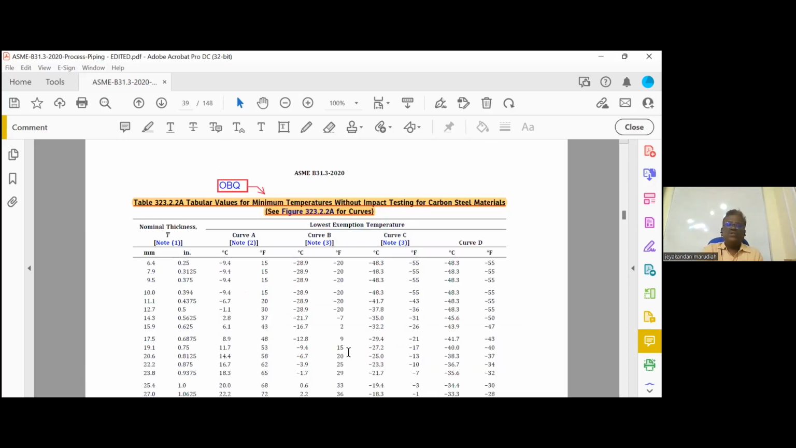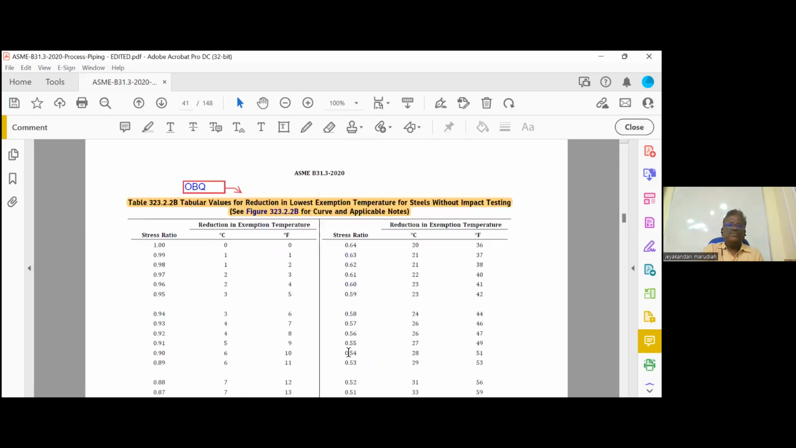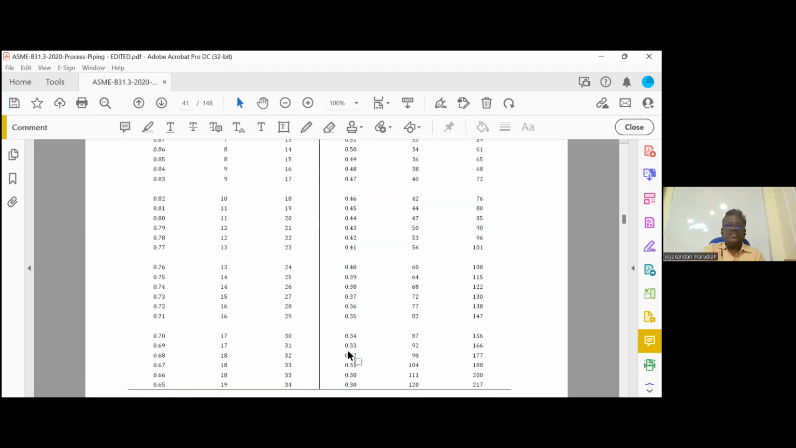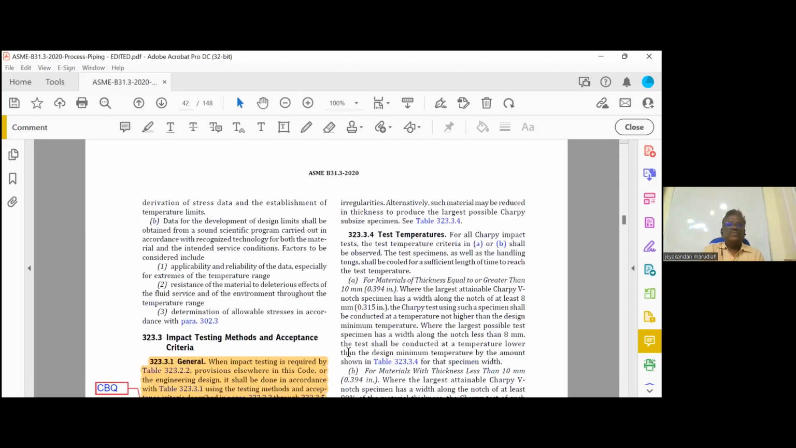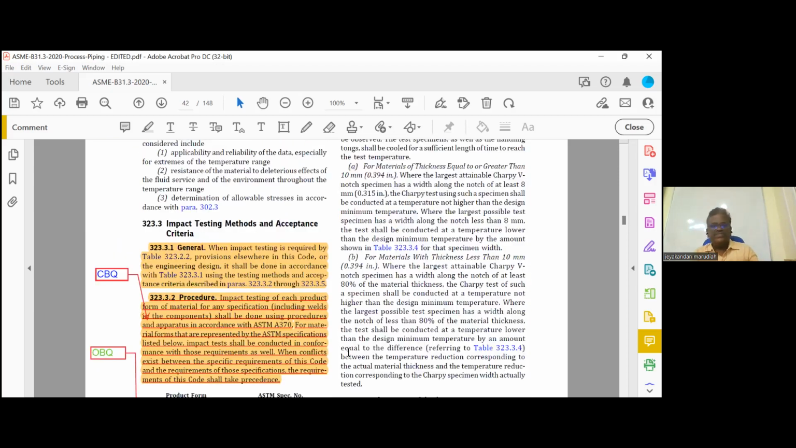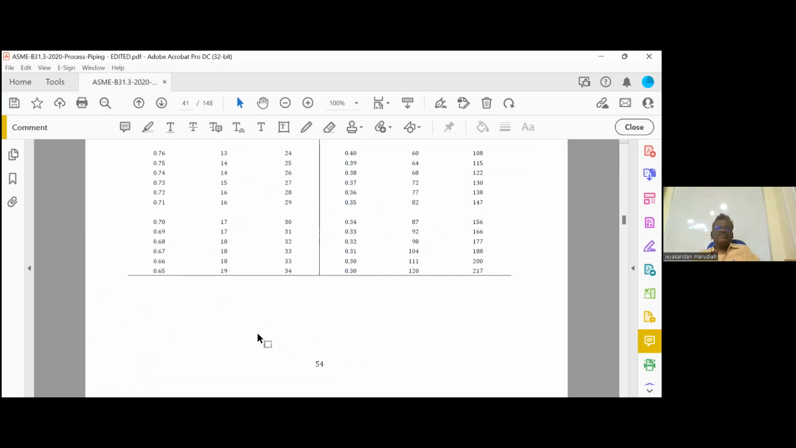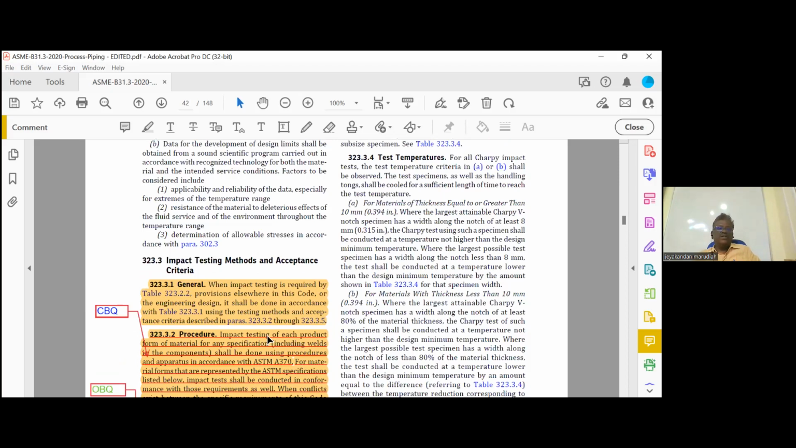Then this table, you know how to use it. I already explained to you. Mark it open book. The next one, page number 54. This table, you know how to use it. Mark it as open book. That is stress ratio. Then please go to page number 55. Impact testing methods and acceptance criteria. Page number 55. Highlight this one.